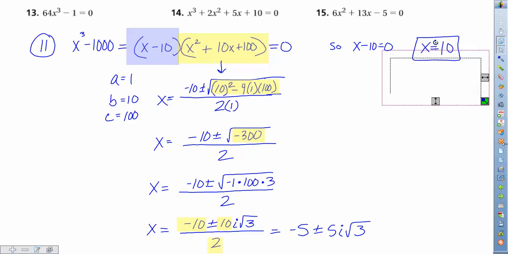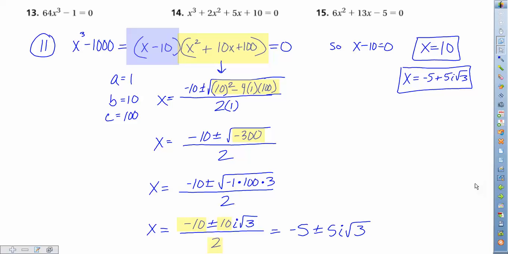So then we'd get two more answers here. One answer would be negative 5 plus 5i square root of 3. And then the other answer, negative 5 minus 5i square root of 3. So I hope that helps a little bit with the sums and differences of two cubes.